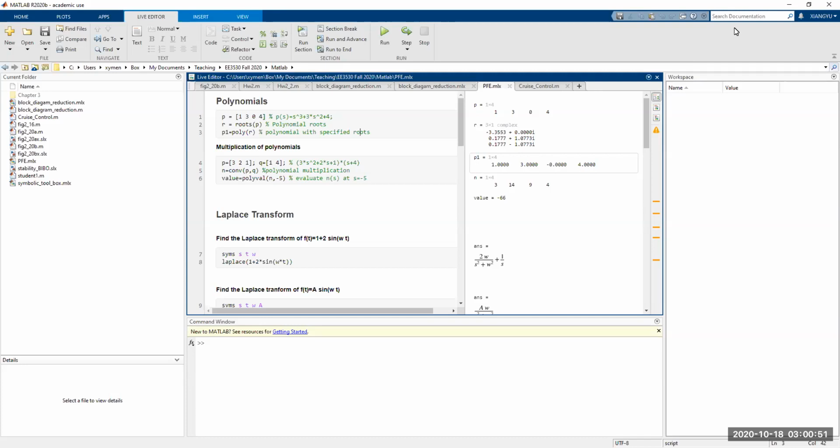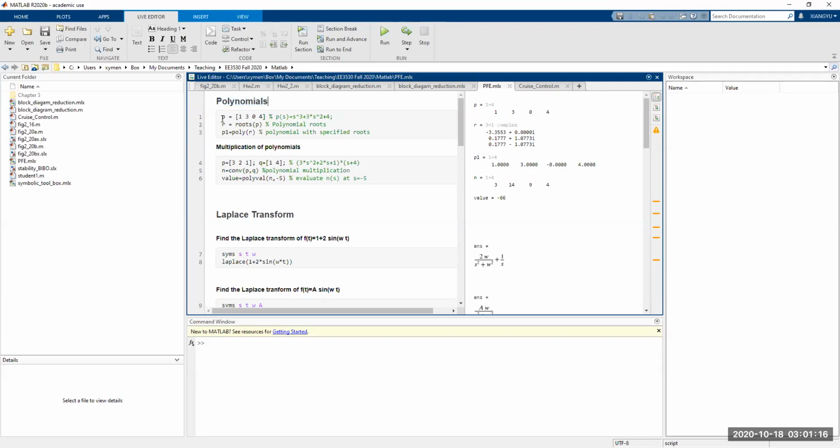In this video, I'm going to teach you how to use MATLAB to calculate the inverse Laplace transform of the output. First, let me introduce some MATLAB commands for manipulating polynomials.